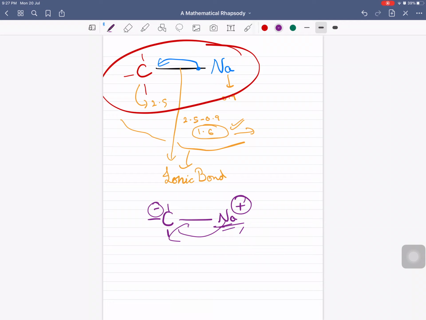Sometimes people just keep it like this, but most of the time this is mostly used. So don't get confused if they just kept these signs, partial negative and partial positive. Anything is fine, but what is most important is that it has now become completely positive or completely negative. You can say completely charged, right?